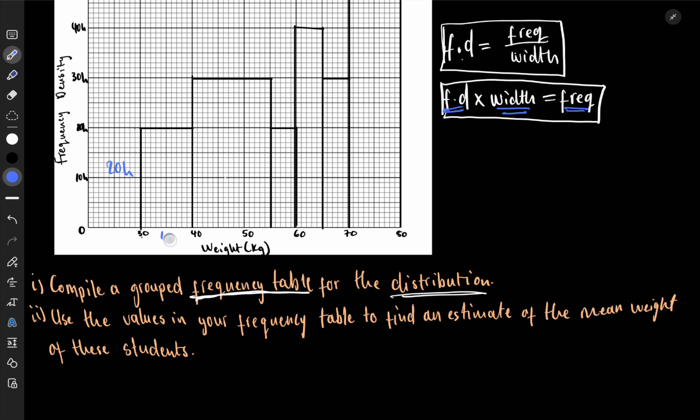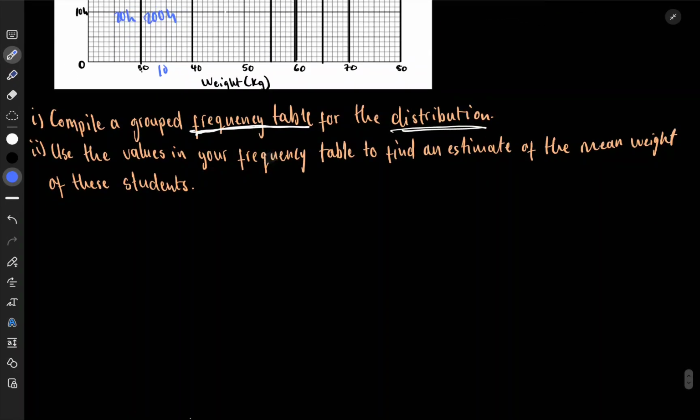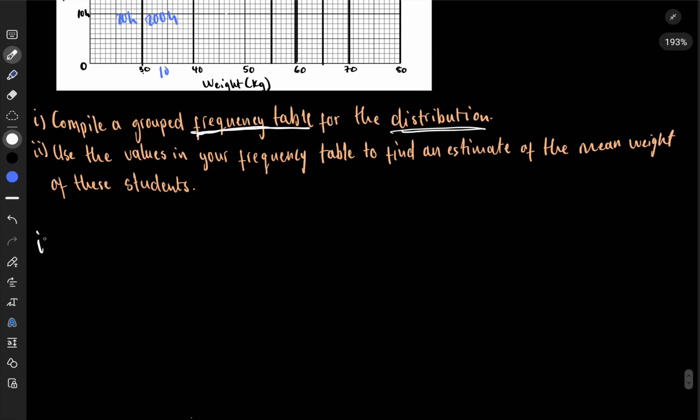I add all the areas, then I can get the total frequency, which I know would be 160. So I know that this was 200H from saying 10 times 20H, right? So I want to do the same for every bar and add them. So here is my part I.